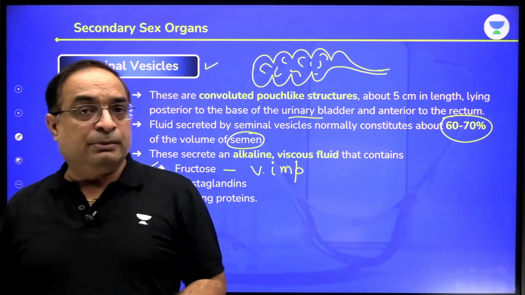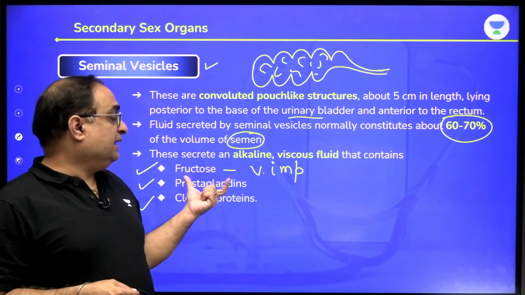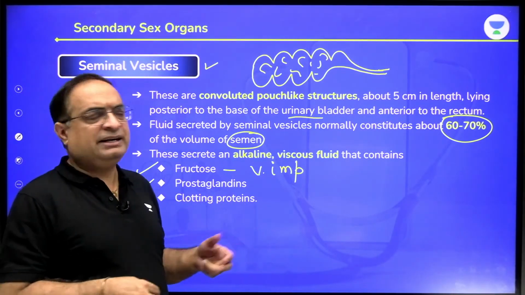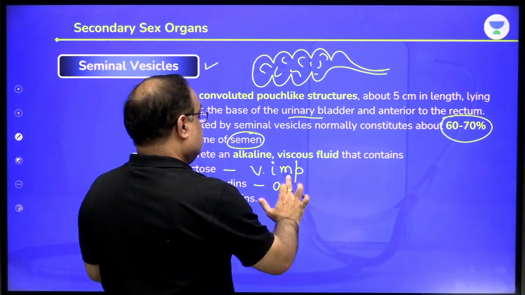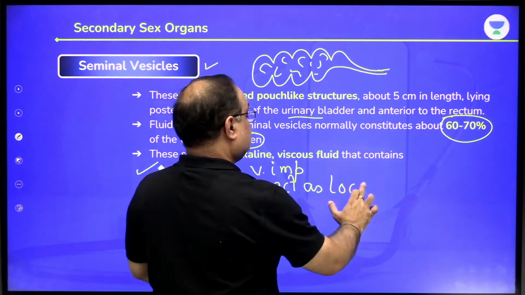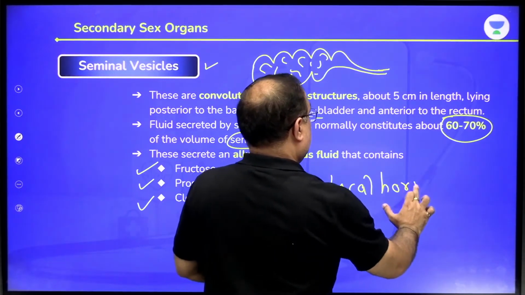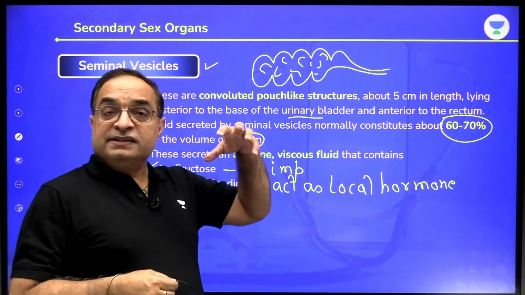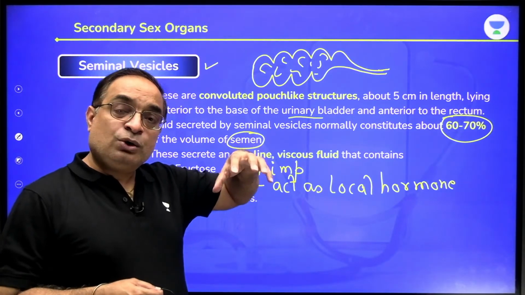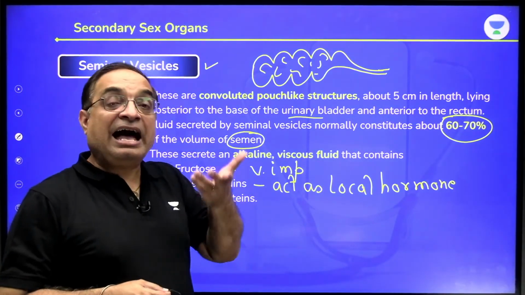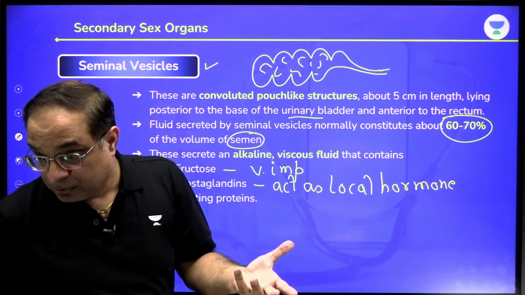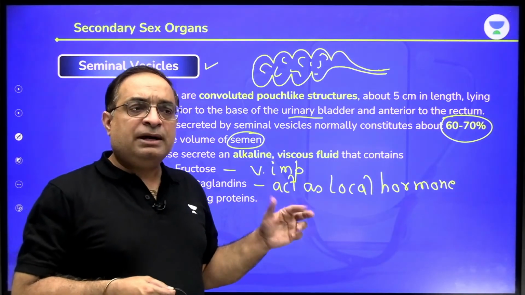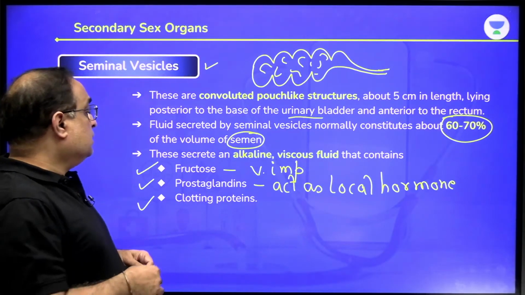What are prostaglandins? I'll discuss them in biomolecules also. Prostaglandins are derivatives of arachidonic acid. Arachidonic acid is an essential unsaturated fatty acid. So what is the function of prostaglandins? These act as local hormones. What is the meaning of local hormone? When semen is deposited in the vagina, these prostaglandins cause mild uterine contractions which create a sucking action to suck the sperms upwards. Right? Is that clear? Menstrual fluid also has prostaglandins. Clotting proteins.